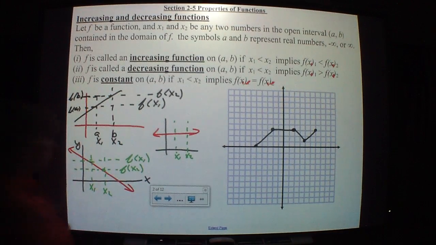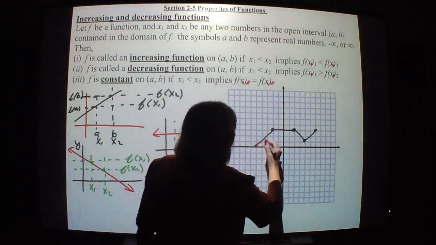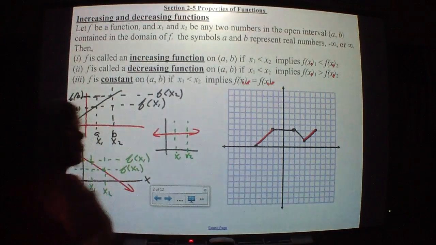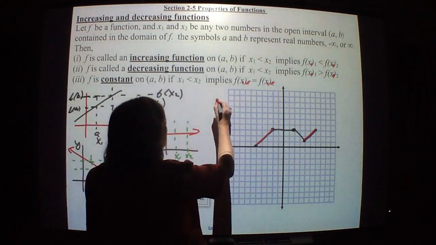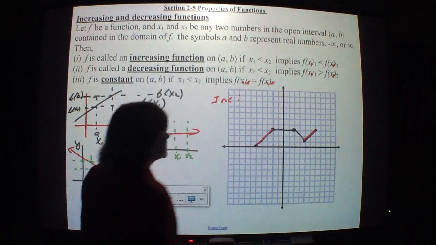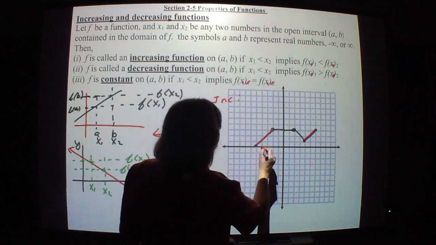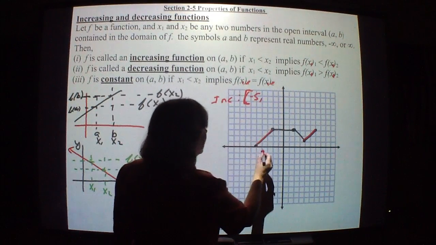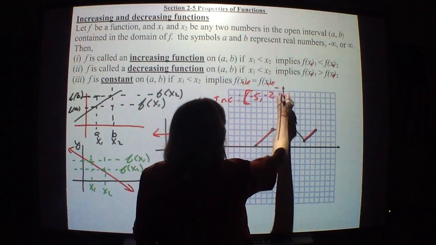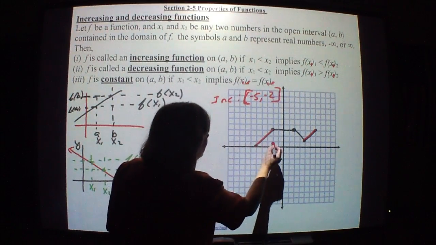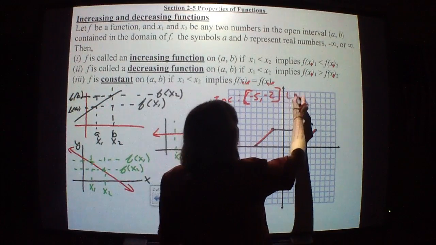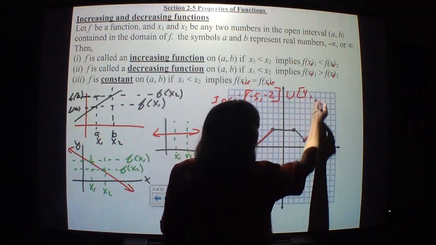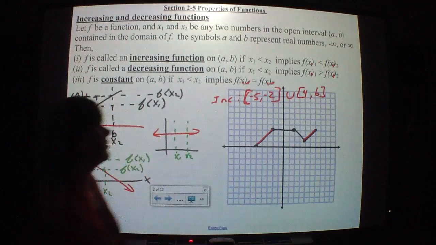You can look at this and say, okay, you can see that it's increasing there. And it's increasing there. But if I ask you to write where it's increasing, you could write that it's increasing from negative 5 to negative 2. Because x is negative 5 here, x is negative 2 here. It is also increasing, so union 4 to 6. So that's where it's increasing.